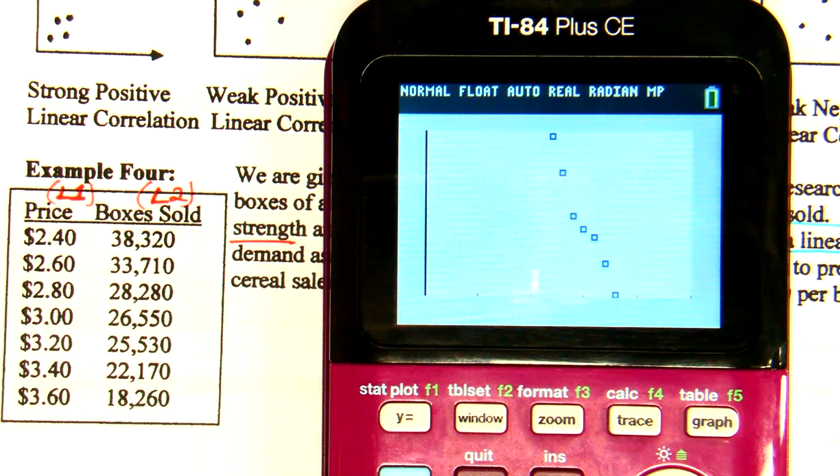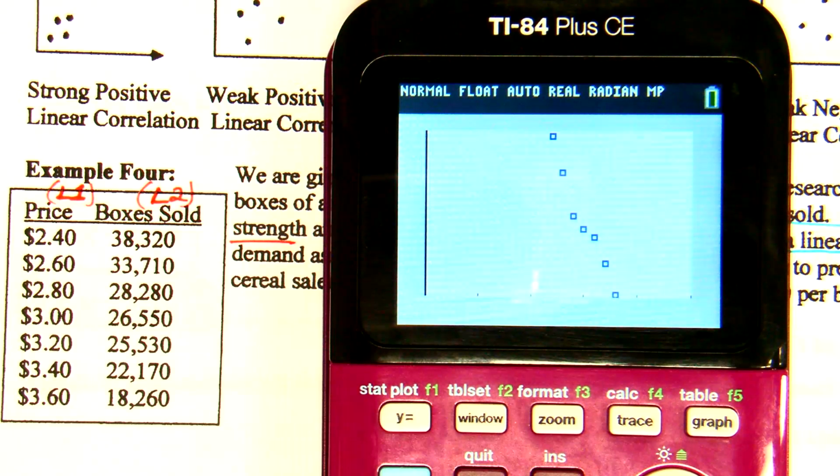You have some points on there. You see 7 points? I said we entered 7 pieces of data. What's your Y max? My Y max I put as 39,000. Okay, so, strong negative correlation.